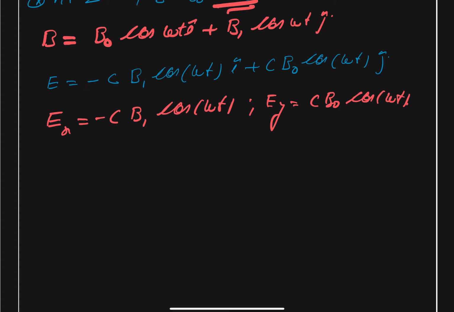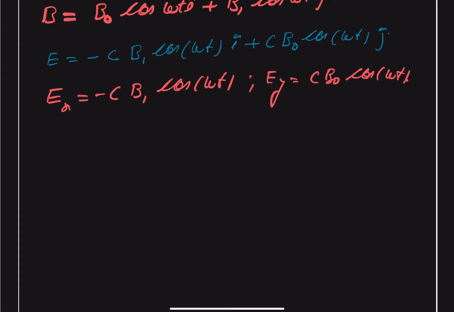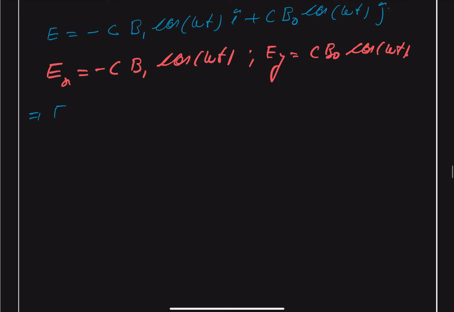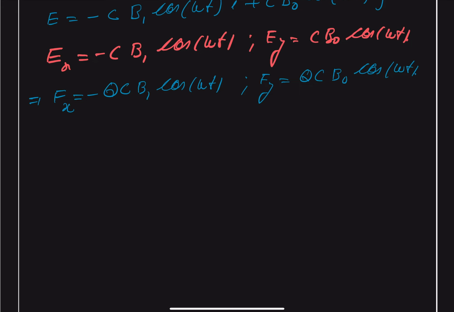Now we are going to have a force in x direction as well as in y direction. So we can write that our force F of x will be equal to minus q c B1 cos omega t, and F of y is equal to q c B naught cos of omega t. So this is the force, and we are going to find out its resultant magnitude.